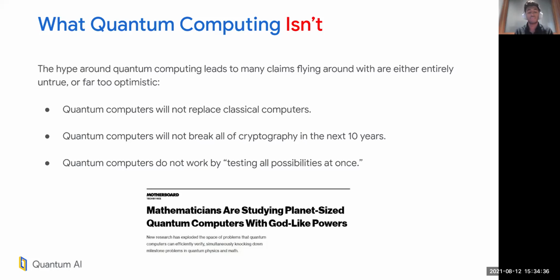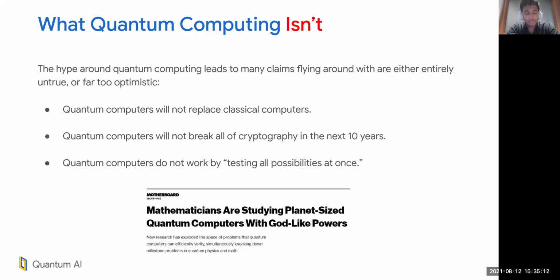And then lastly, quantum computers do not work by, quote, testing all possibilities at once. They have some aspect of this through superposition, but they're not just getting the benefits by being excessively parallel. That's only part of the way that these things work. And then lastly, I have this little headline here, which gives you a sense for the kind of hype that certain headlines will show about quantum, which we would like to quell in order to keep expectations at a reasonable level.